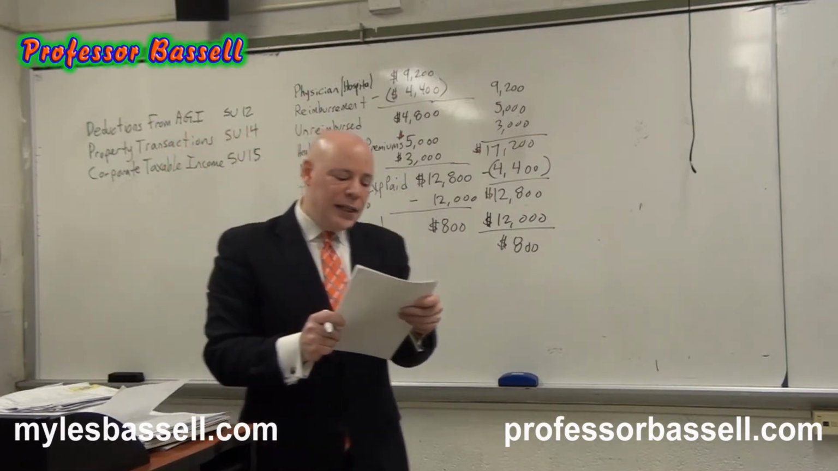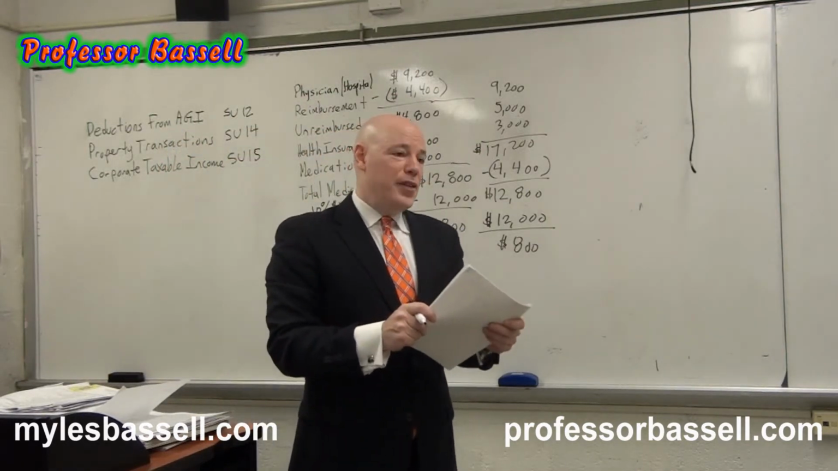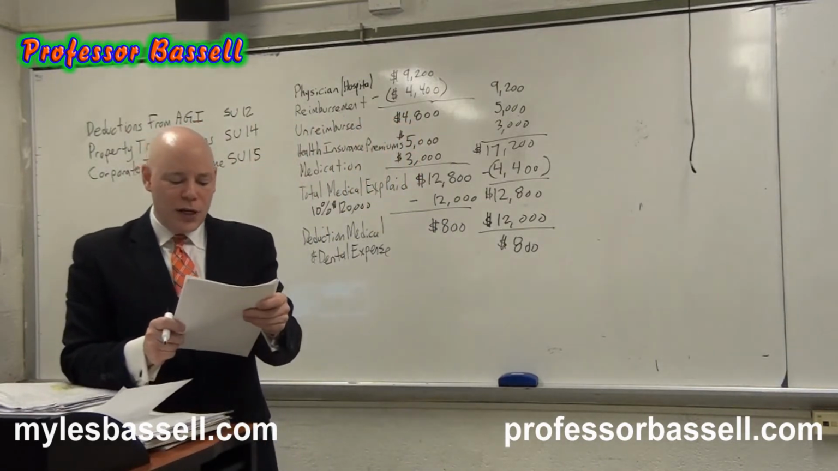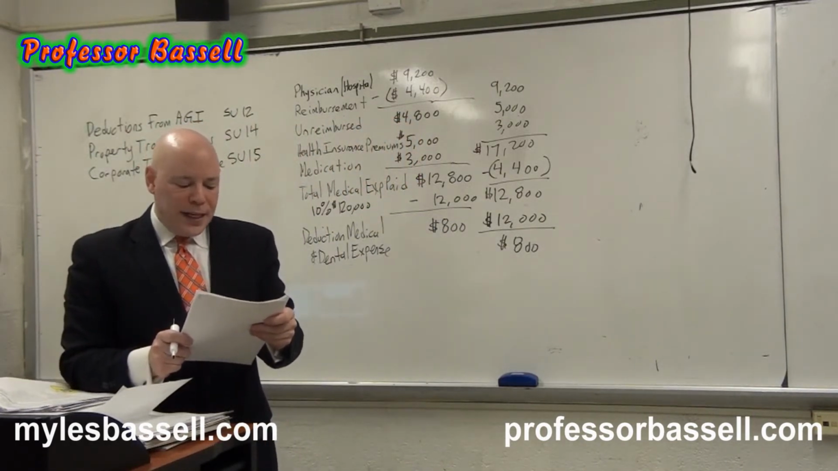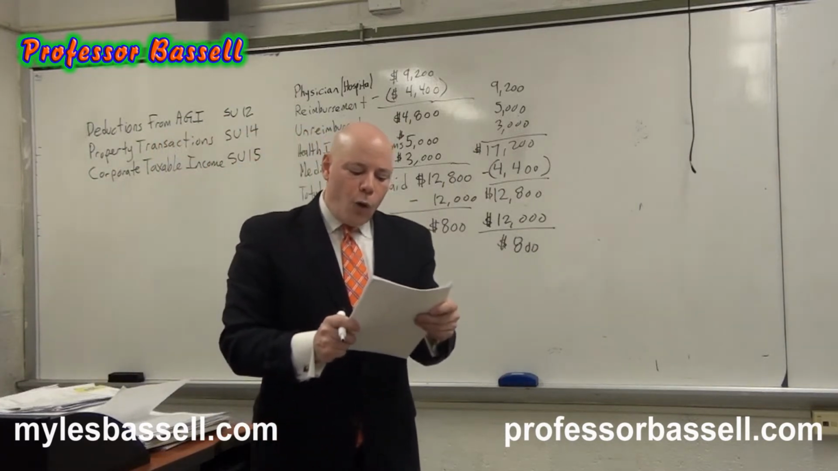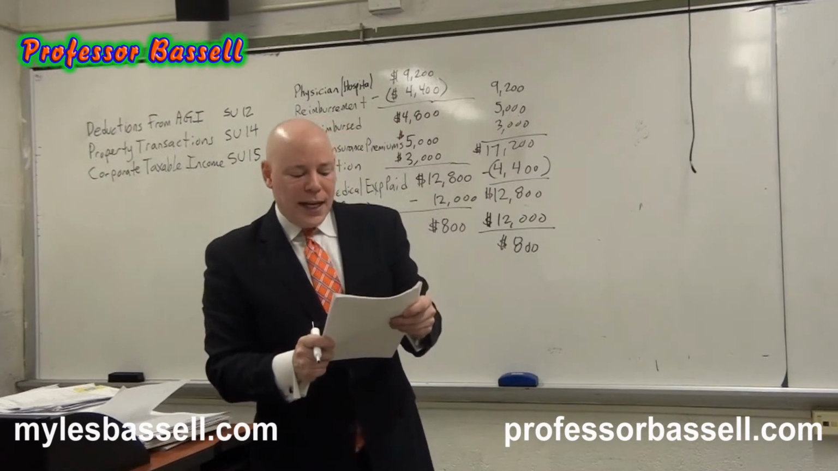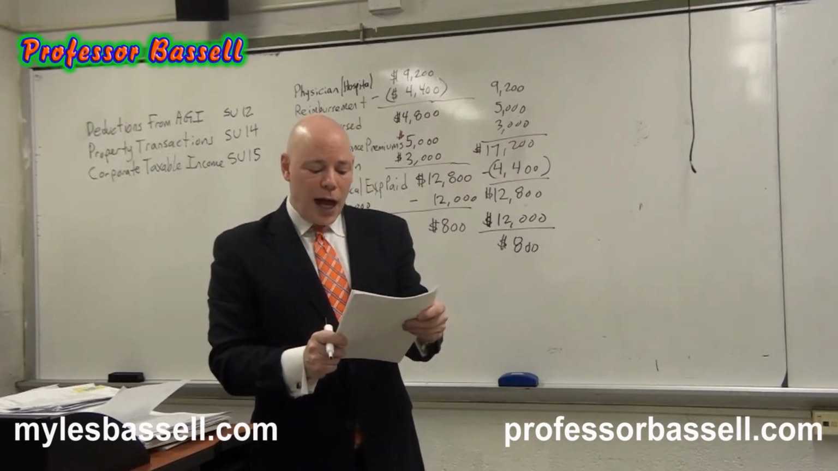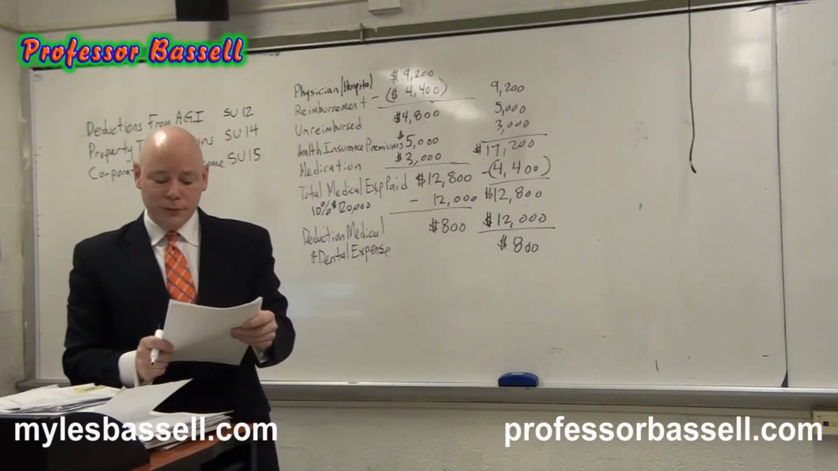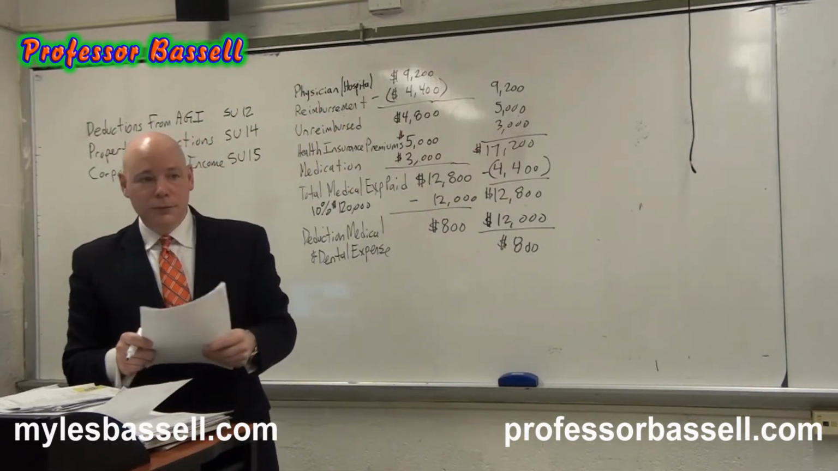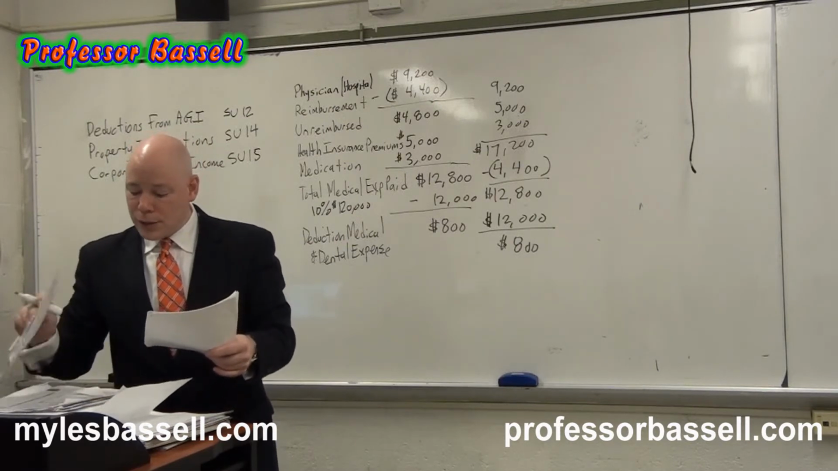In 2013, that would have been 7.5%. That would have only been $9,000. The floor would have been $9,000. But in 2014, it's 10% of AGI. So line 4 is going to be 12,800 minus 12,000. That's $800. So on line 4, we put $800. Questions?